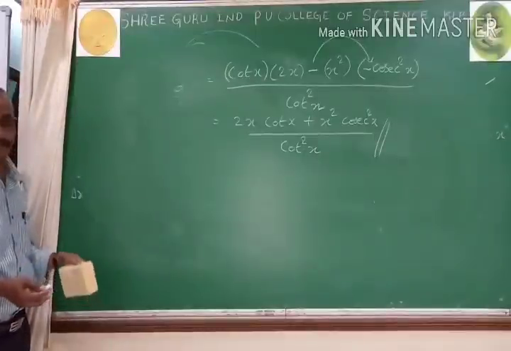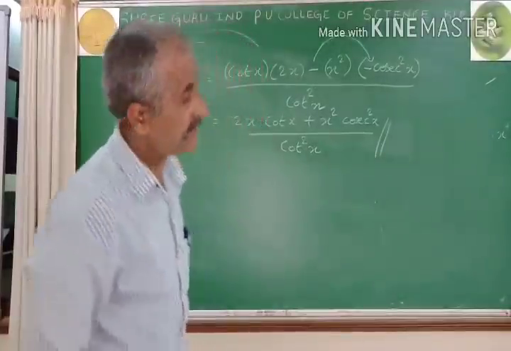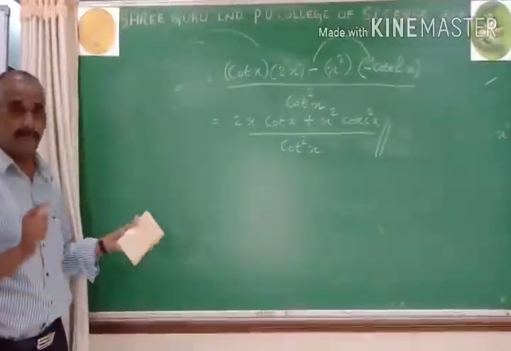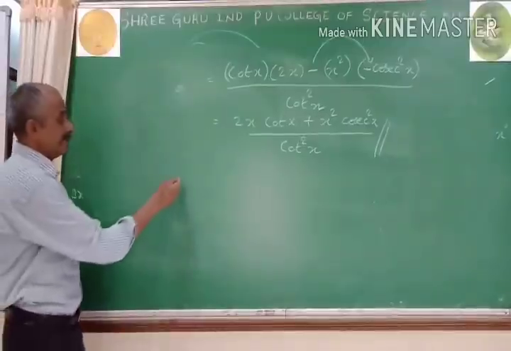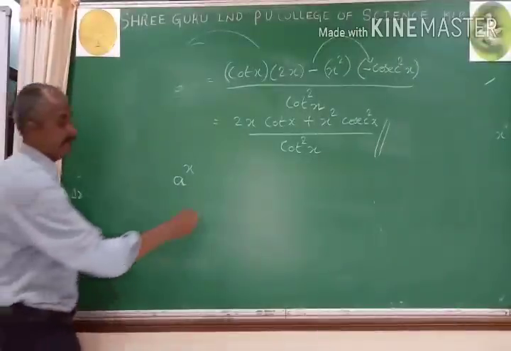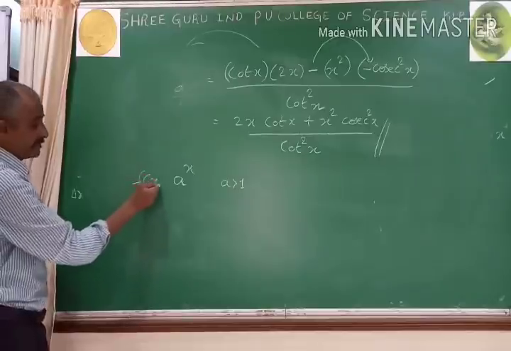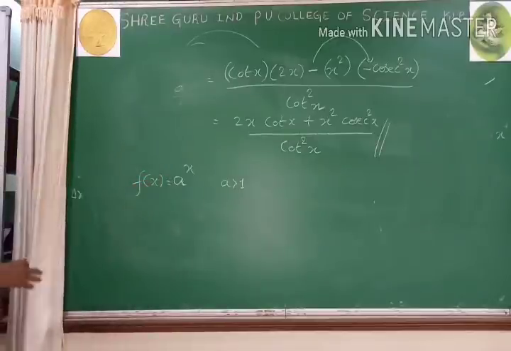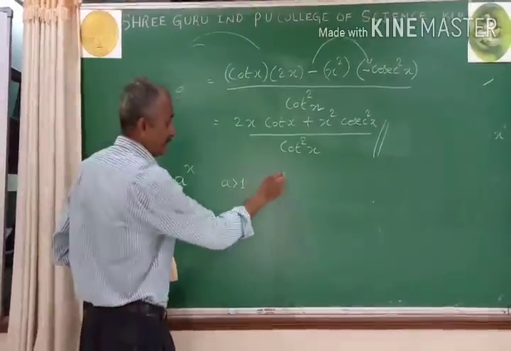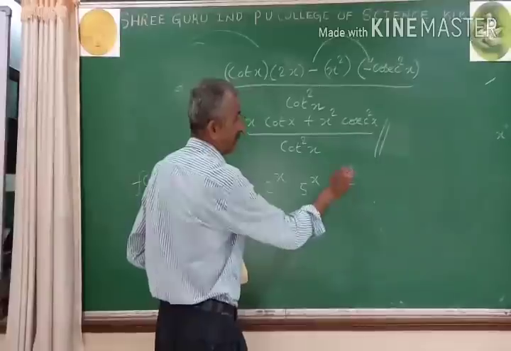And you might already know from PUC first year three more standard functions, namely a power x, e power x, log x, along with their derivatives. In particular, a power x is called the exponential function. Here a is a real number greater than 1. A function defined by f(x) equal to a power x is called the exponential function, provided a is greater than 1. In particular, 2 power x, 5 power x, e power x, etc.